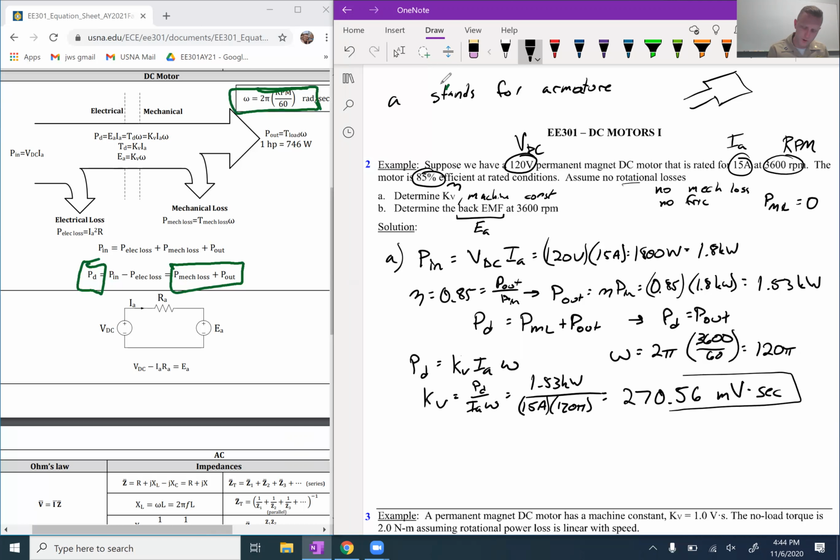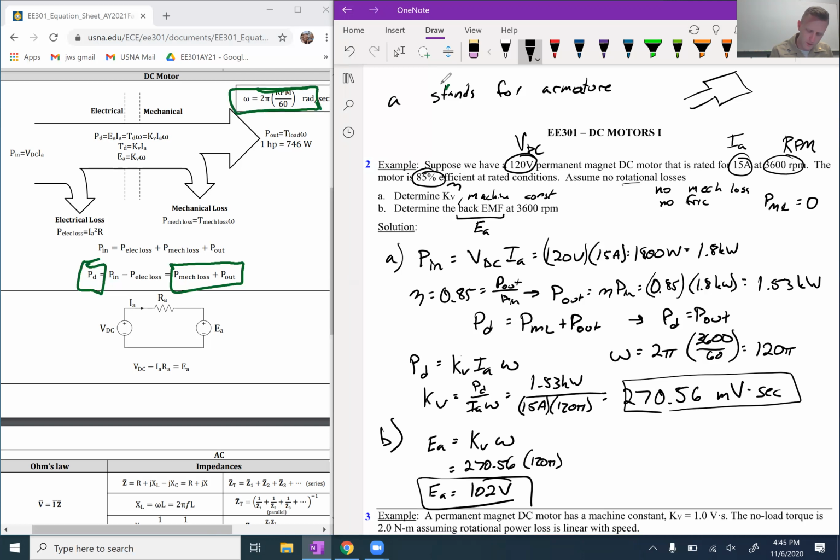So there's part A. Part B, I'm asked to find the back EMF. Well, if I have EA, I'm trying to find it with, you could do the power developed equals, actually we'll do it both ways. So first equation I see right here, EA is equal to KV times the 120 pi, and my EA is 102 volts.